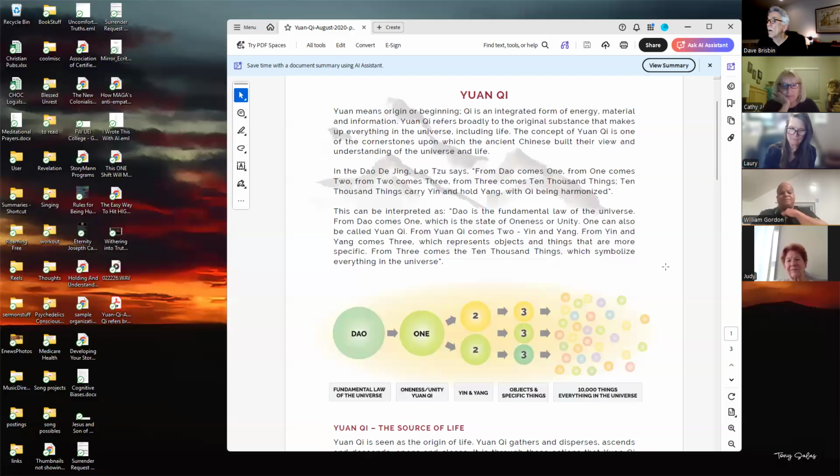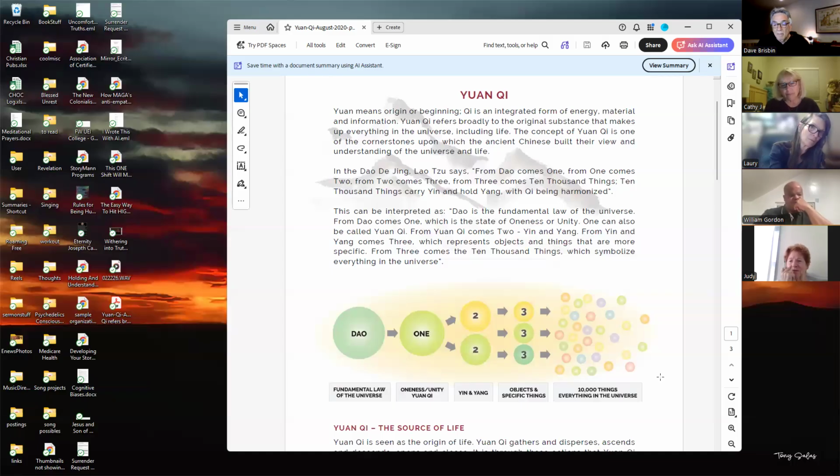This can be interpreted as: Tao is the fundamental law of the universe. From Tao comes one, which is a state of oneness or unity. One can also be called one Qi. From one Qi comes two, yin and yang. From yin and yang comes three, which represents objects and things that are more specific. From three comes the 10,000 things, which symbolize everything in the universe. And now you have this kind of representation here. Tao leading to the one leading to yin and yang, and then to the three, which is specific things and objects, and then to everything in the universe.